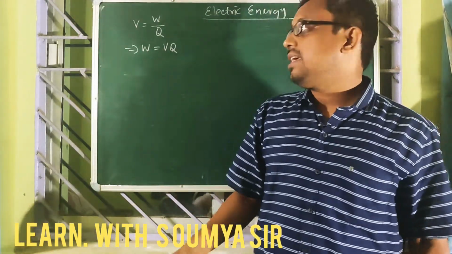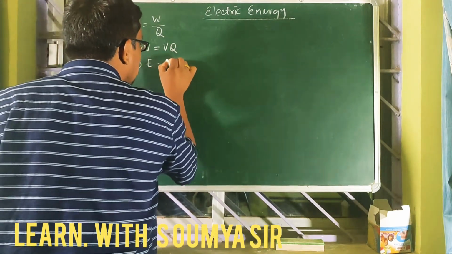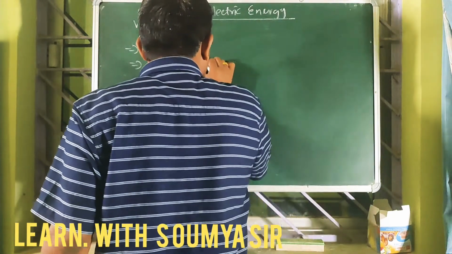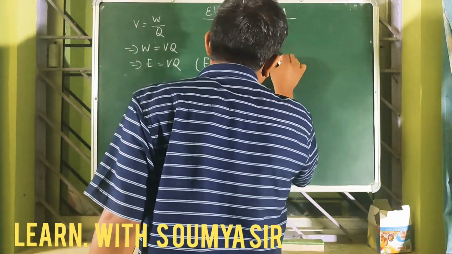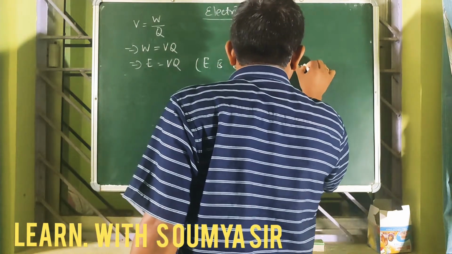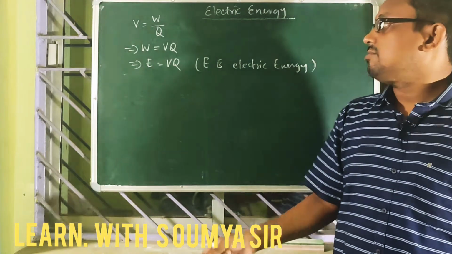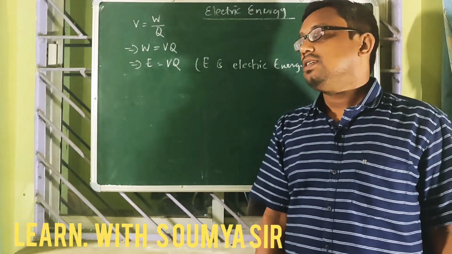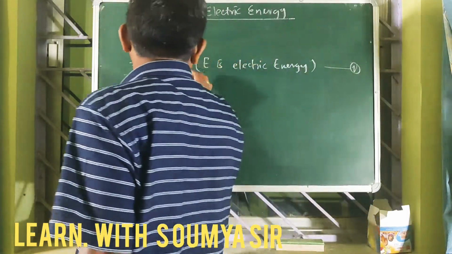So here we can write E is equal to VQ, where E is electric energy. So E is electric energy, E is equal to VQ. This is the first equation, the first formula, E is equal to VQ.